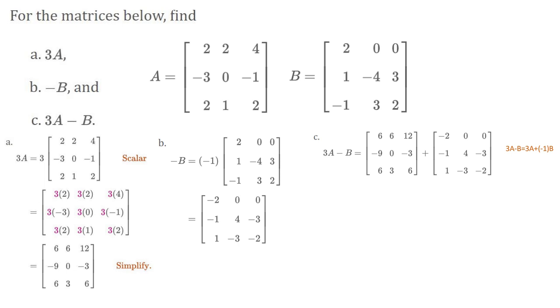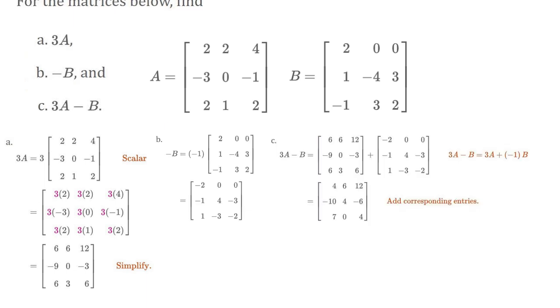But again, to do this operation, you have to add the same address with the same address of the other. What do I mean? So for instance, this value 6 is in row 1, column 1. This 6 has to be added with the same address of the other matrix, which is row 1, column 1 of the other. So to do this operation, I'm going to go through the process.